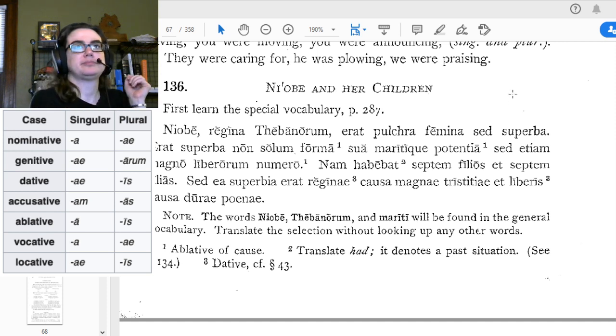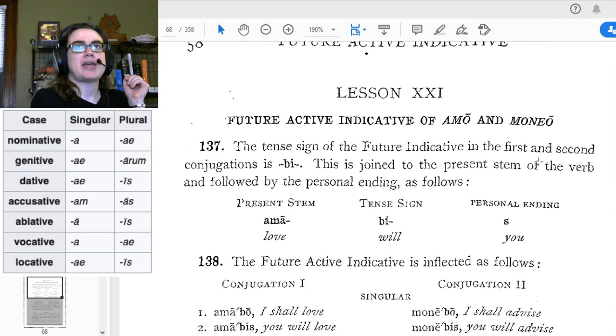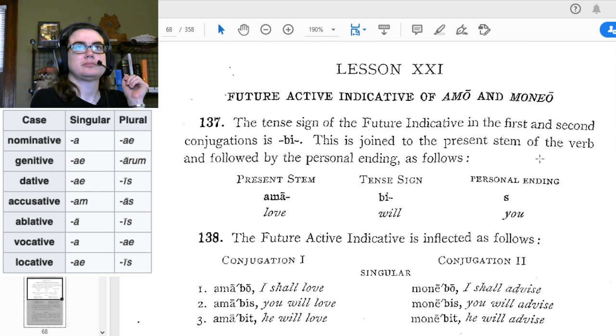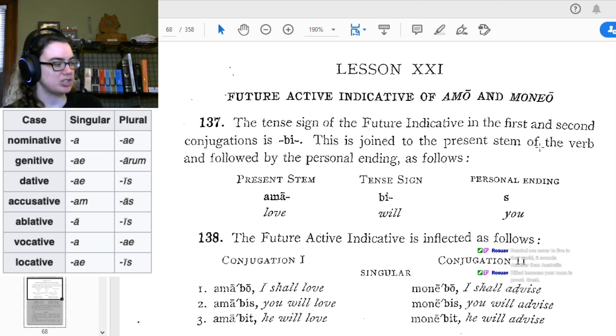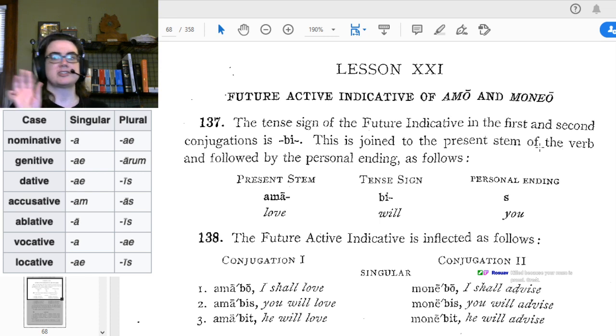All right, and then the future. The future for the first and second conjugation follows the same kind of pattern. And let me make this emphasis again: for the first and second conjugation, the future active indicative does a similar thing that the imperfect does, adding that little tense sign, bi, instead of ba.